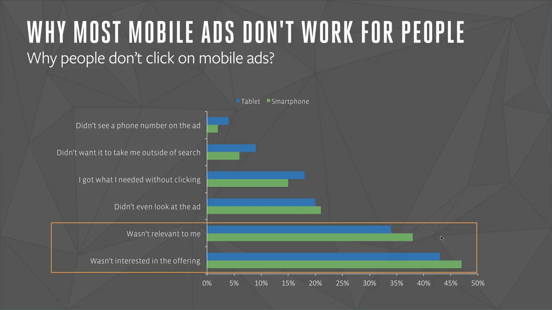So the current system doesn't work for advertisers because of this lack of targeting, but it's actually for the same reason that it also isn't working very well for the users within your apps. So in this study that you're looking at here, when asked why they didn't click on a mobile ad, the majority of people are reporting that they didn't click on those ads because A, the ads aren't relevant to them, or B, they aren't interested in the offering. So this means it's not only that advertisers are not getting great results, but also that people are having a negative experience when they see ads on mobile because they're not seeing anything that's interesting to them.